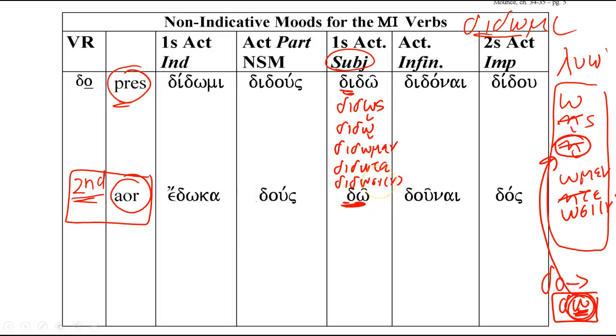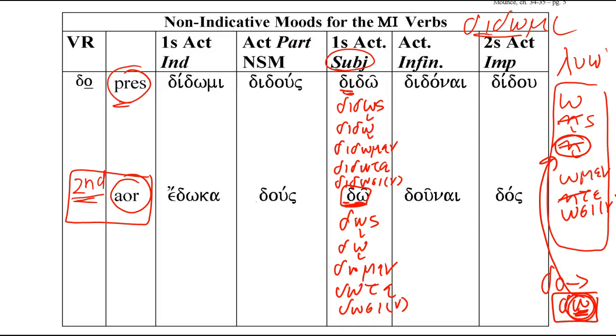And then for the aorist, it looks exactly the same as a second aorist in terms of the suffix endings, except it uses a different stem. There's no iota reduplication. So this is simply do, dos, do, domen, dote, dosin.